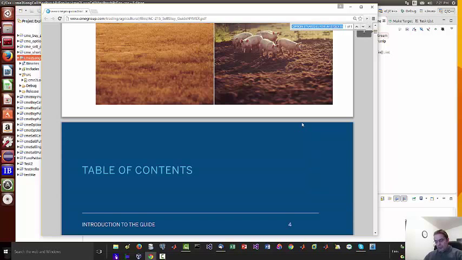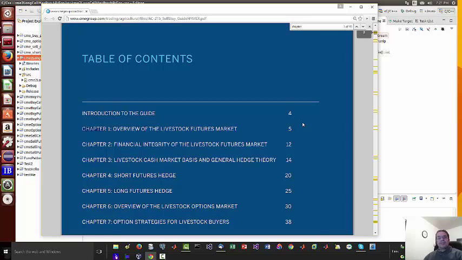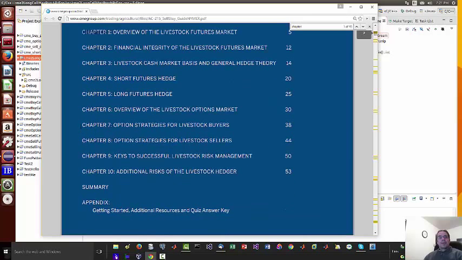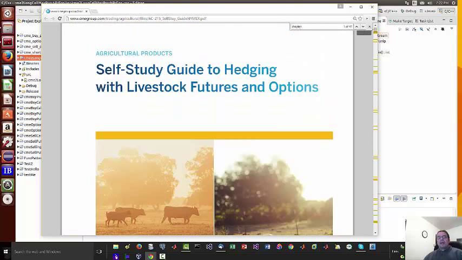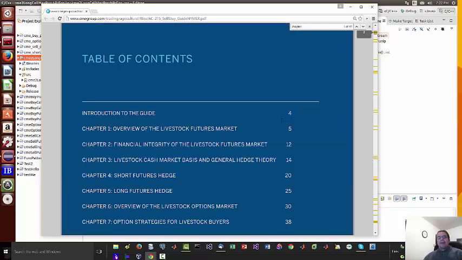The only thing I'm taking out of this book is these two chapters here, option strategies for livestock buyers and sellers. This side is obviously the speculator for buying commodities. This is the hedgers, and each one has two strategies, so I'll be doing 4 videos for this. Even though it says livestock futures, I think this can be applied to pretty well any commodity.